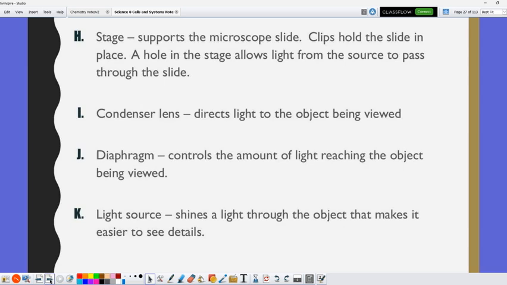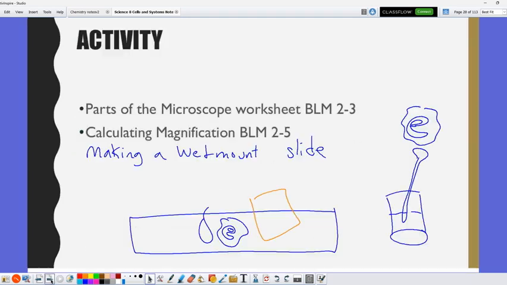We have the stage that supports the microscope slide. The clips hold the slide in place, and there's a hole in the stage allowing light to go from the source to pass through the slide. There's a condenser lens that directs light to the object being viewed. The diaphragm controls the amount of light reaching the object being viewed, and then the light source shines light through the object and makes it easy to see the details.